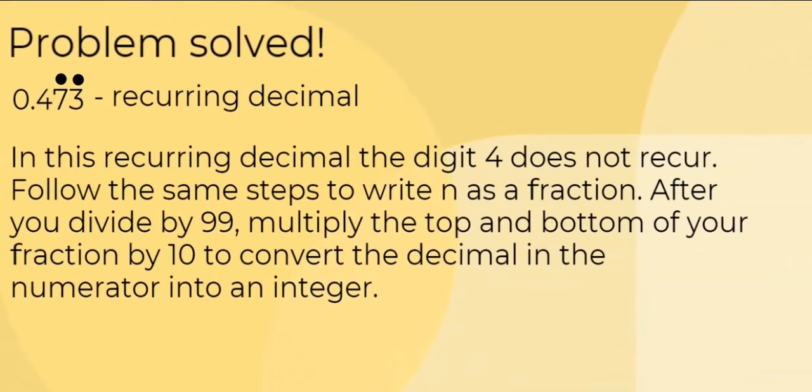In this recurring decimal, the digit 4 does not recur. Follow the same steps to write n as a fraction. After you divide by 99, multiply the top and bottom of your fraction by 10 to convert the decimal in the numerator into an integer.